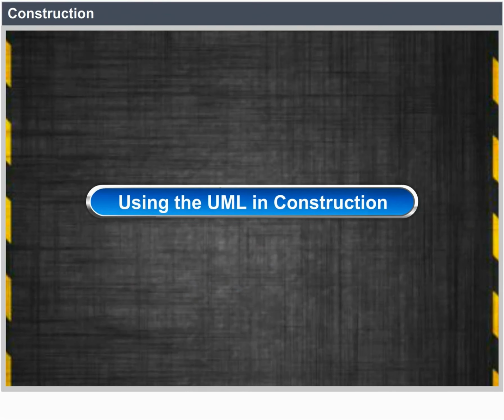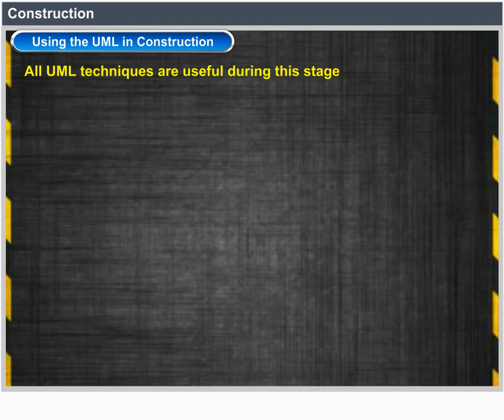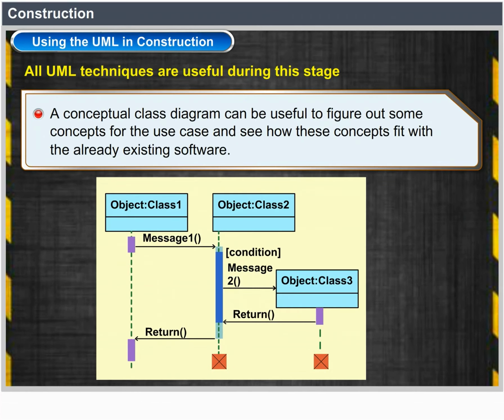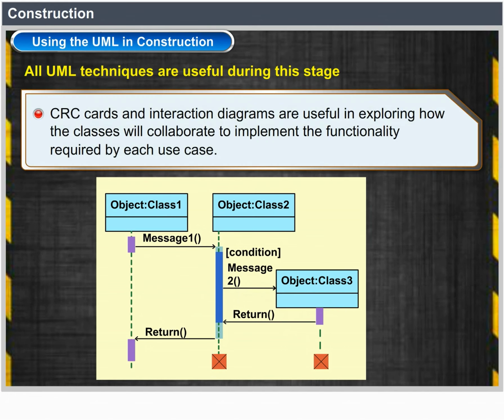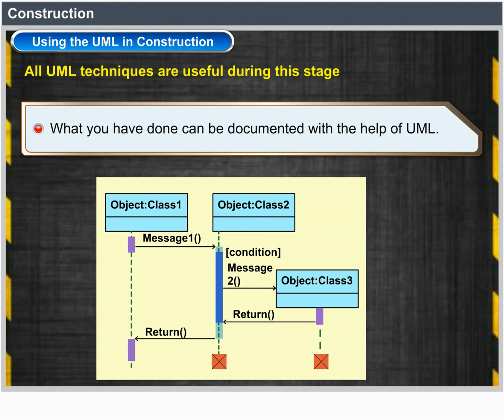Using the UML in construction. All UML techniques are useful during this stage. A conceptual class diagram can be useful to figure out some concepts for the use case and see how these concepts fit with the already existing software. CRC cards and interaction diagrams are useful in exploring how the classes will collaborate to implement the functionality required by each use case. What you have done can be documented with the help of UML.